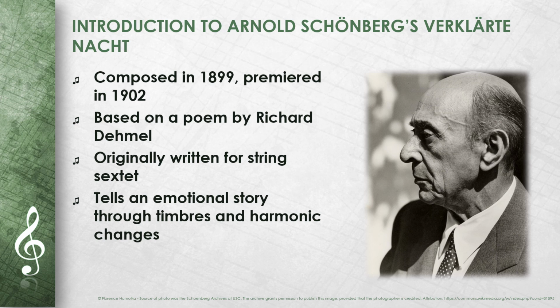Arnold Schoenberg's Verklärte Nacht, Op. 4, was composed in 1899 and premiered in 1902. The work is based on a poem by Richard Dehmel. It is one of Schoenberg's best-known works from his early creative period. Originally written for string sextet, it also exists in a version for string orchestra. The music tells an emotional story through intense tonal colors and harmonic changes.